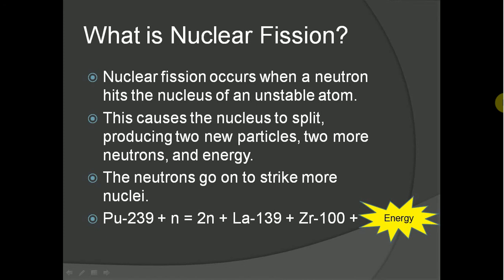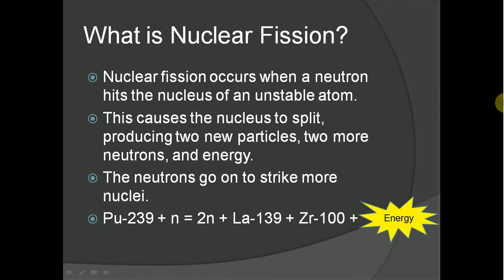Well, it's a process that occurs when you have a free neutron all on its own that hits a nucleus of an unstable atom at high speeds. What will actually happen is this neutron causes that nucleus to become so unstable that the atom will split, producing two new particles, two new elements that are radioactive. Sometimes it'll produce three, but that's a really rare occurrence. So it's usually two new elements. It'll also produce two more neutrons, and then also release quite a bit of energy.